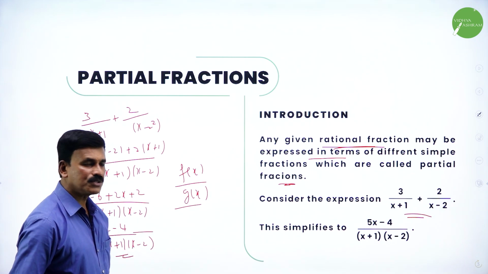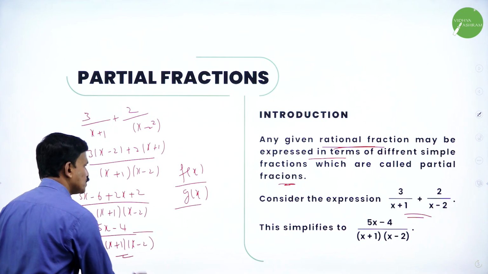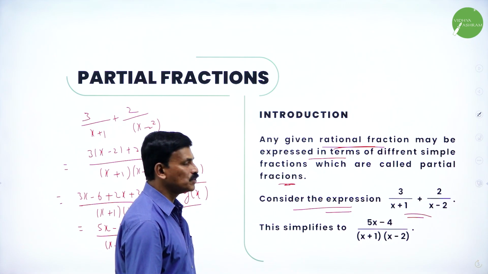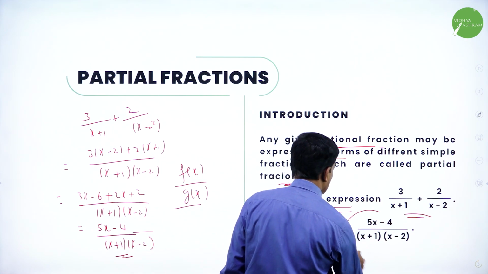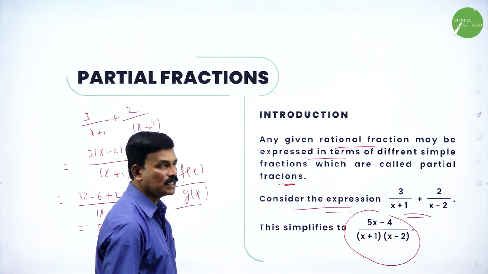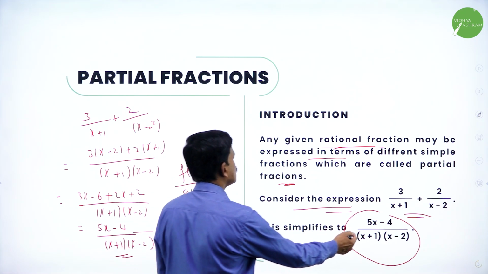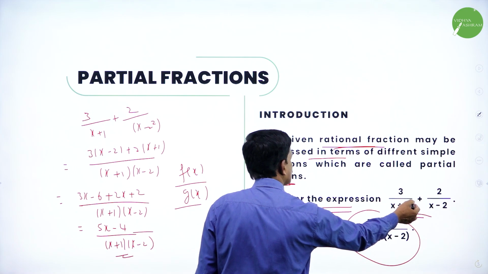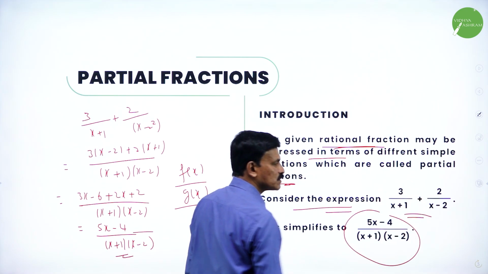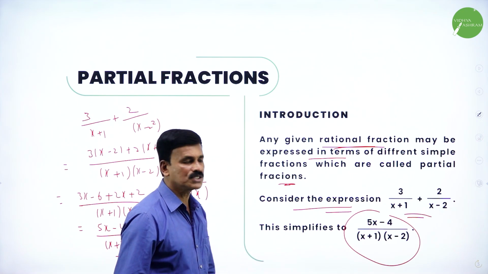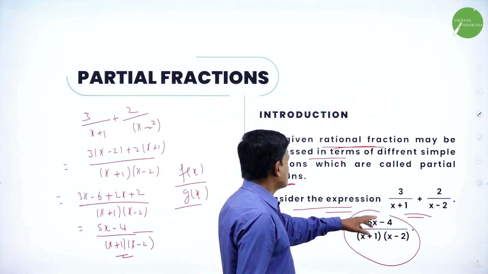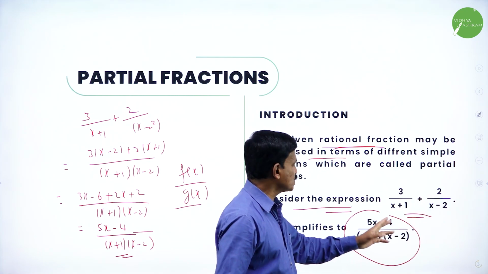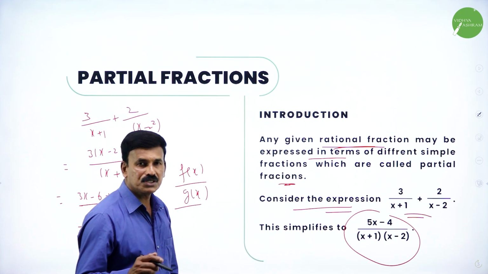See this? So what is this equal to? 5x minus 4 divided by x plus 1 into x minus 2. That means this expression 3 by x plus 1 plus 2 by x minus 2 is nothing but the partial fraction of 5x minus 4 divided by x plus 1 into x minus 2. So this given rational fraction may be expressed in terms of different simple fractions, that is 3 by x plus 1 plus 2 by x minus 2, which is called resolving into partial fractions. The rational fraction is converted into a sum of two simple fractions, and that is called resolving into partial fractions.